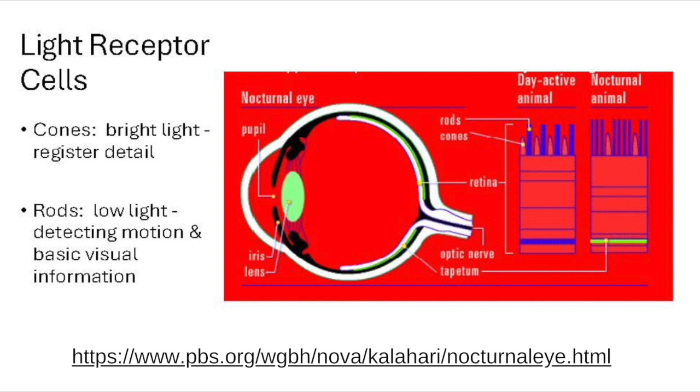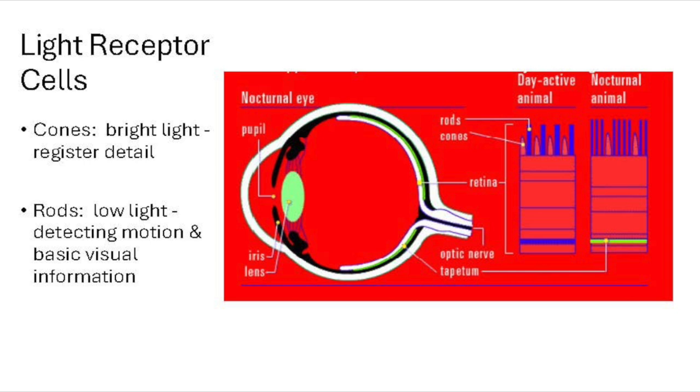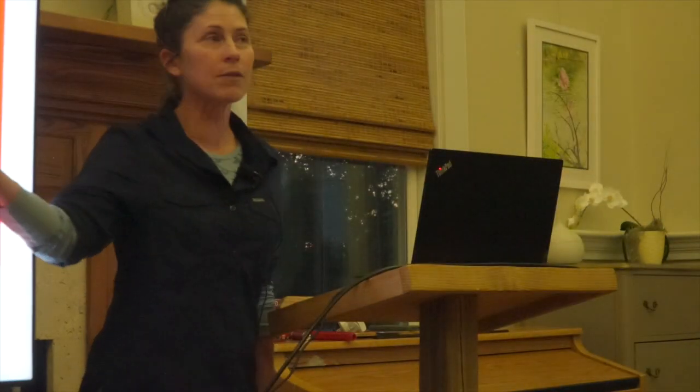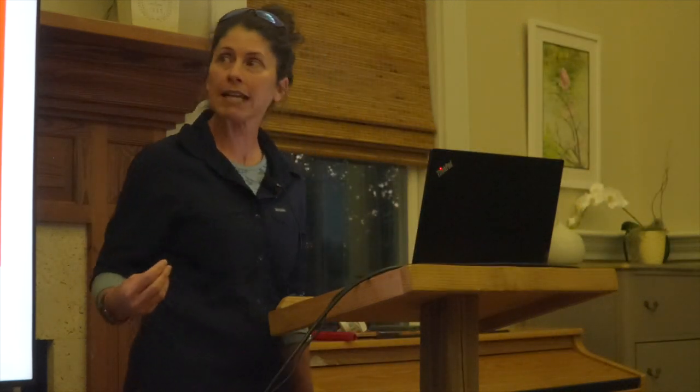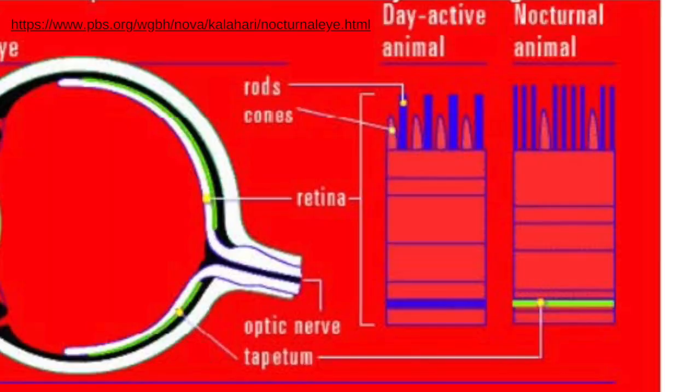So from the previous slide, we have light receptor cells, and you can kind of see the structure of the day animal and the nocturnal animal. And so we're really talking about rods and cones, and we'll talk a little bit more about that in the next slide as well. Like humans, we have more cones than rods. Cones are helping us deal with bright light because we're up more during the day, registering detail. Nocturnal animals tend to have more rods because it's not very bright out, and they just need basic visual information.